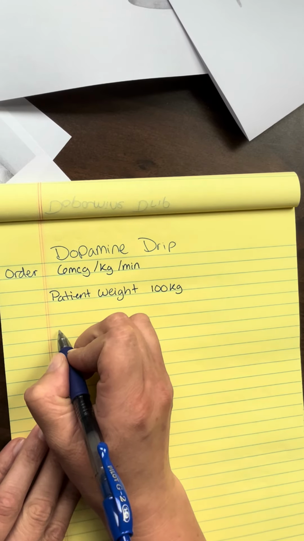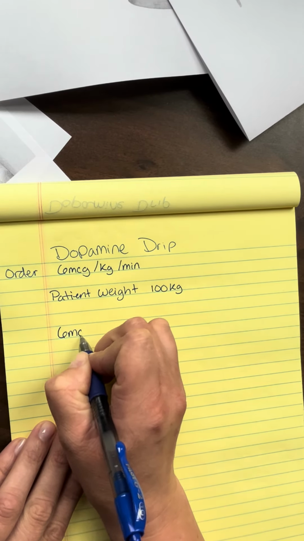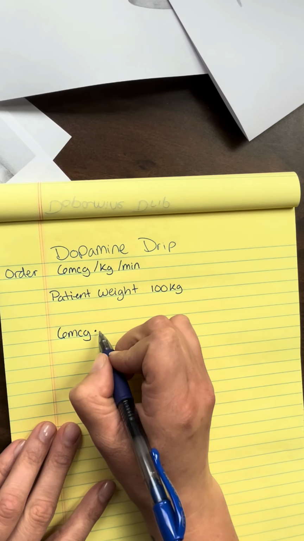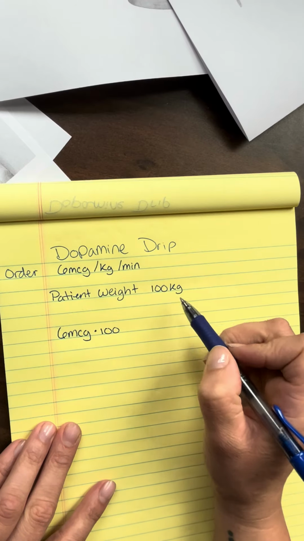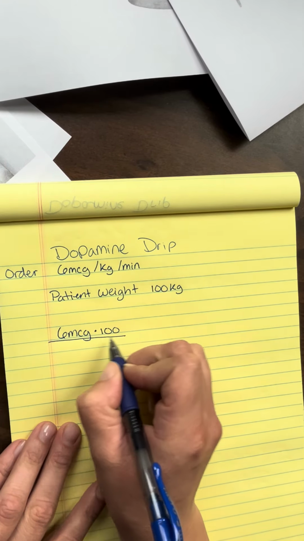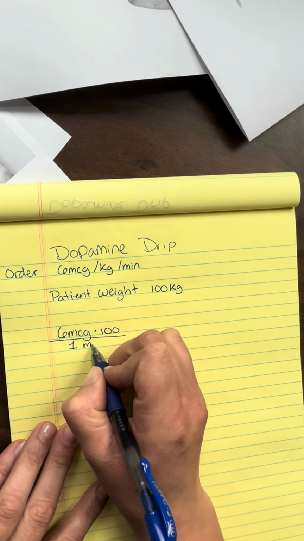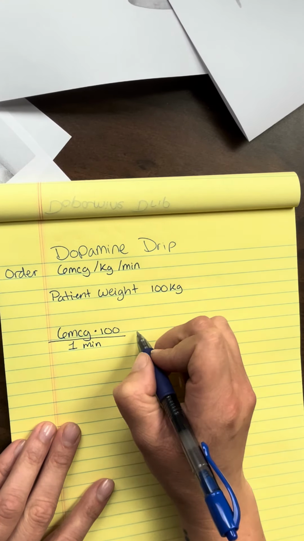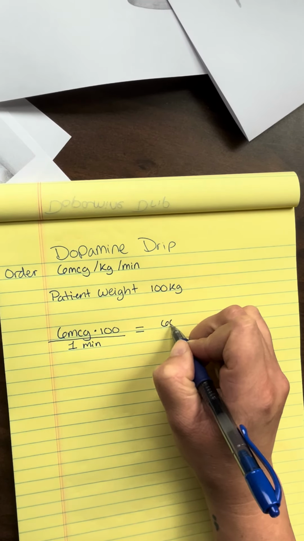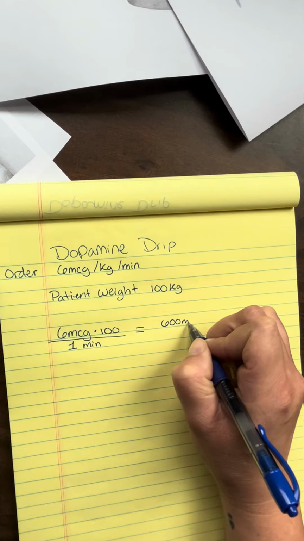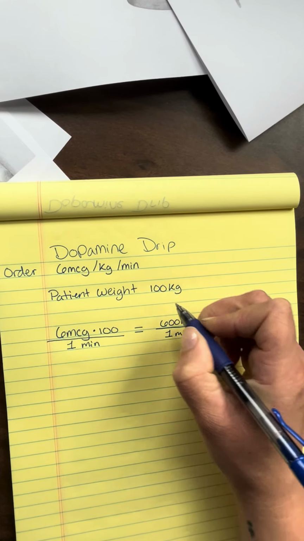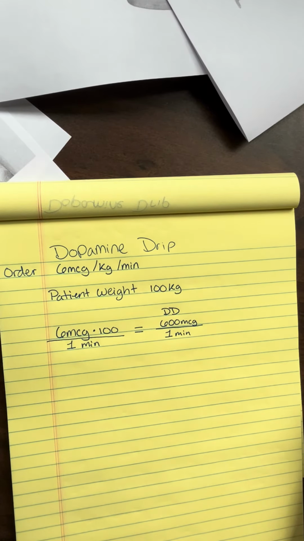So we're going to have our 6 micrograms, and then it's multiplying by the kilos. We know it's 100 kilos. I don't need the kilos units anymore, so I can drop the kilos. So 600 micrograms times 100 every 1 minute. So then this equals 600 micrograms per 1 minute. This is our desired dose.